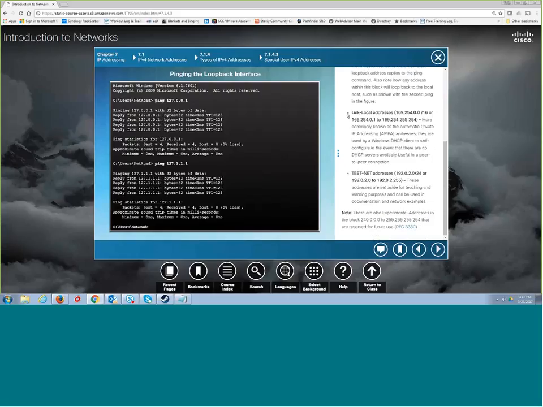We also have link local addresses. I call them APIPA, automatic private IP addressing. They were used and are used by Windows clients when they boot up and cannot find a DHCP server. They will give themselves a 169.254 address. They'll actually pick an address, ping the segment, see if anybody's on it. If not, then take that address.